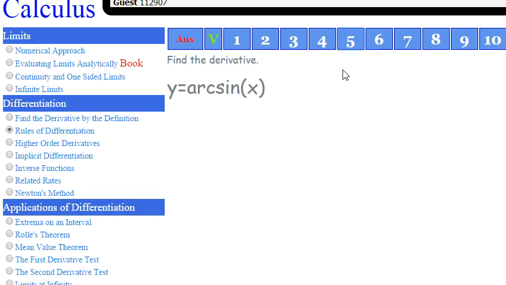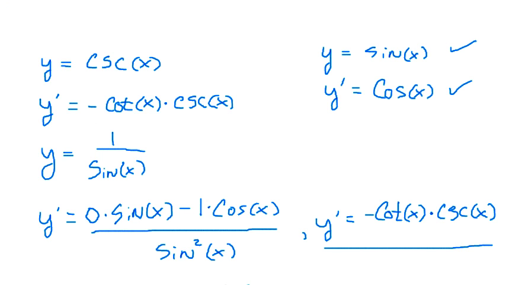There's like 10 or so problems that come up randomly. We're going to look at this one here, y is equal to arc sine of x. It says find the derivative, so that's what we're going to do. Of course, let's get rid of all that.